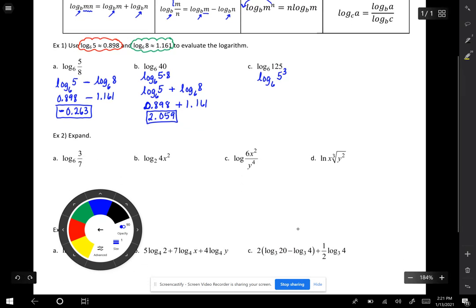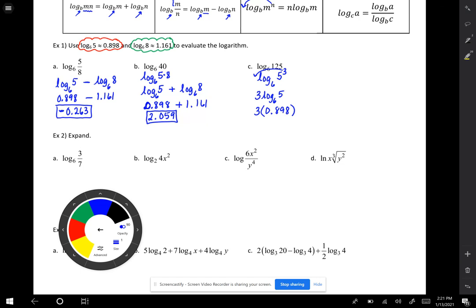Just bring this exponent right here to the very front. So 3 log base 6 of 5. And then keep your 3. Log base 6 of 5 is the red stuff I circled, and that is 0.898. And then you multiply 3 times 0.898, you get 2.102.